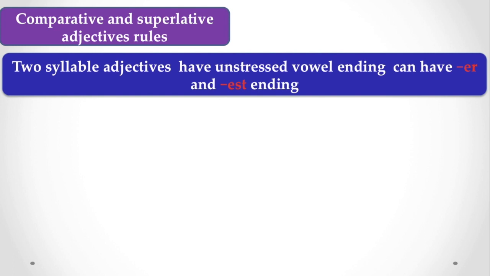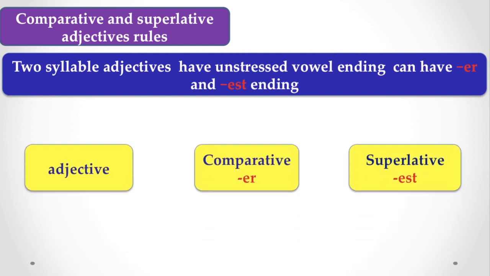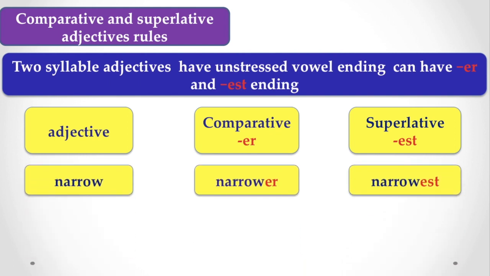Now, two-syllable adjectives with an unstressed vowel ending can use "er" or "est". There is no need to double the final letter or do anything else when the vowel is unstressed. For example, "narrow". Here, how do you pronounce it? The final vowel is unstressed, "narrow". You never pronounce the "o" in a proper way. So it is "narrower" and "narrowest".